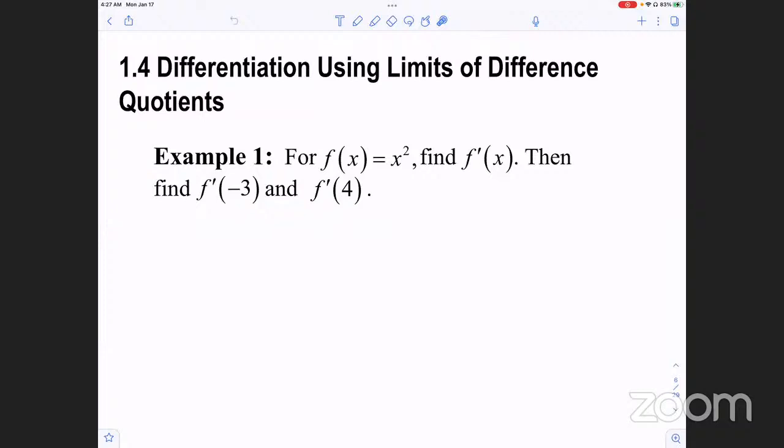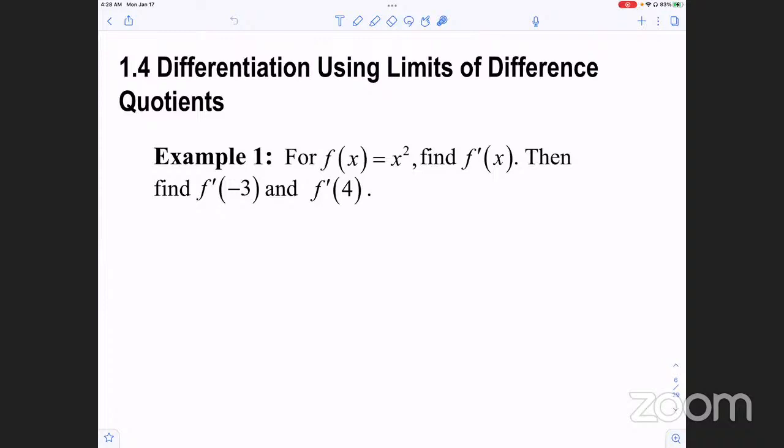F of x equals x squared. Find f prime of x, then find f prime of -3 and f prime of 4. Okay, so for f prime, again, all f prime is the limit as h tends to 0. Now, again, this is the longer version. Just do the best you can with this.